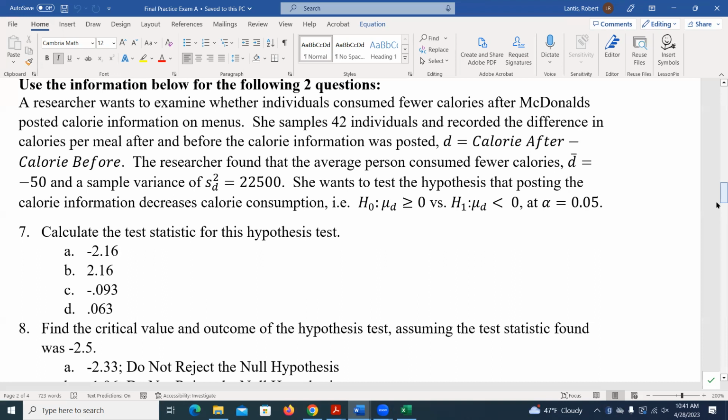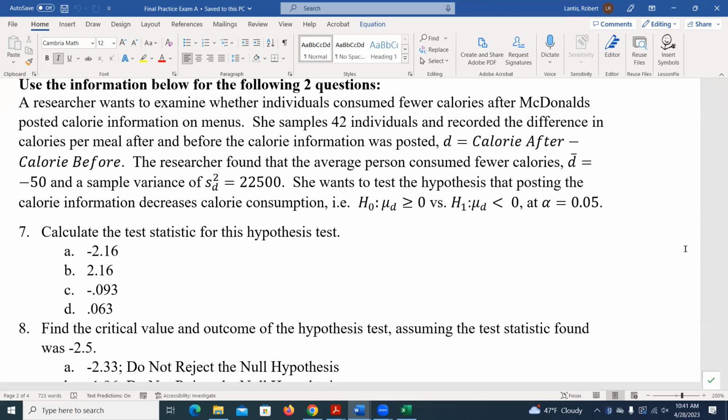What else? The other one that we haven't gone through, and I'll try to go through a little bit here at the end, are these matched pairs examples. These matched pair examples should be even easier than this two population stuff. So this is one where I've got McDonald's, and they made some change, posting the calories on the menu.